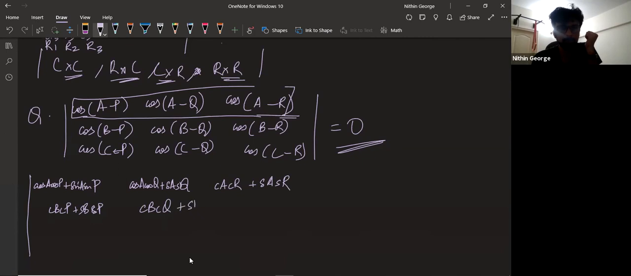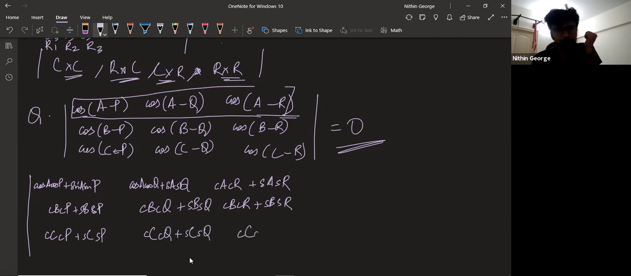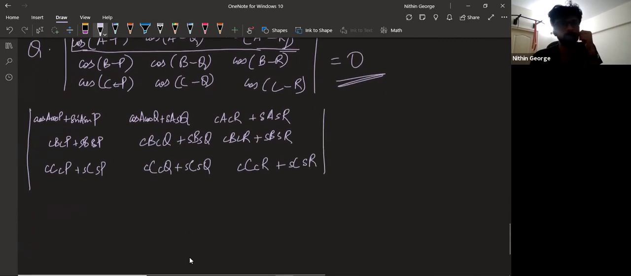The second row is cos B cos P plus sin B sin P, cos B cos Q plus sin B sin Q, cos B cos R plus sin B sin R. The third row is cos C cos P plus sin C sin P, cos C cos Q plus sin C sin Q, cos C cos R plus sin C sin R. Okay, we have this much with us.